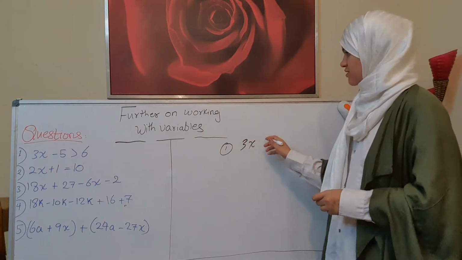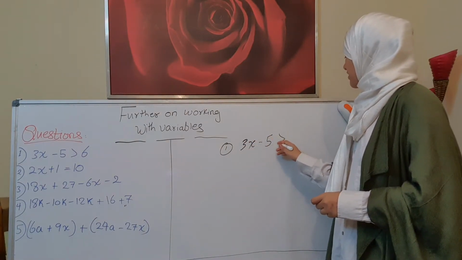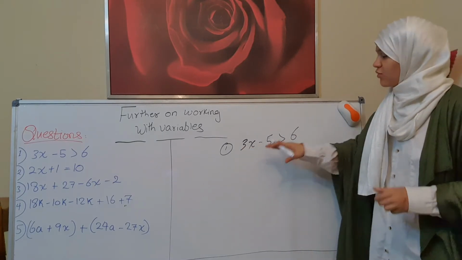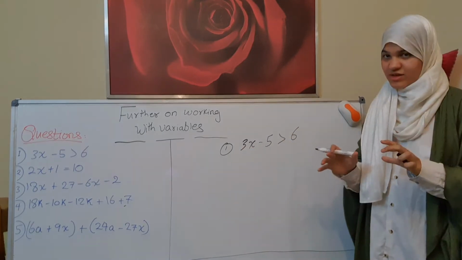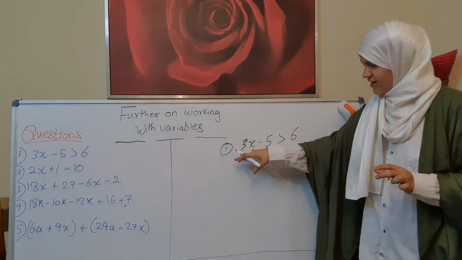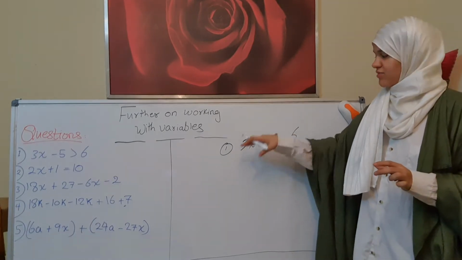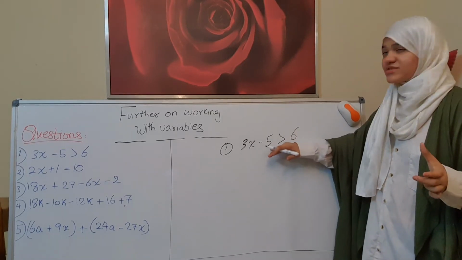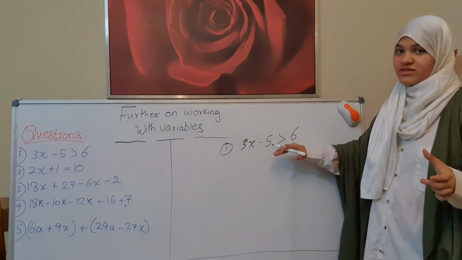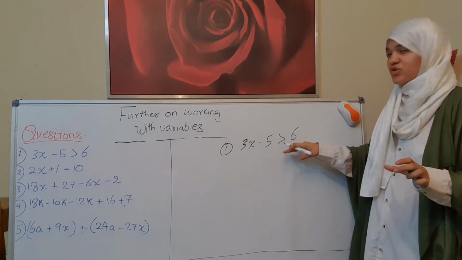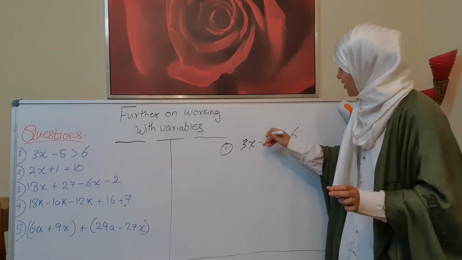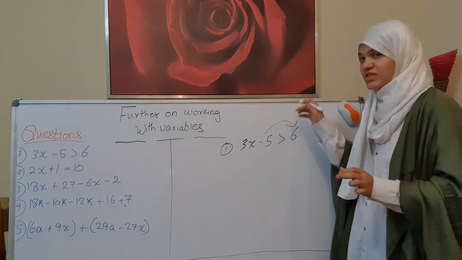3x minus 5 greater than 6. Right? Now, here we want to collect the like terms together. Now we know that 3x has a variable, but 5 and 6 don't have a variable. So that means both of them are what? Are like terms, 5 and 6, because both of them are numbers without variables. So that means we will shift 5 to 6, to the other side.